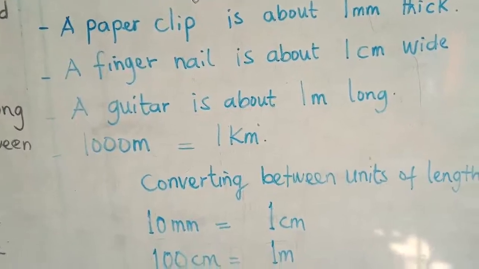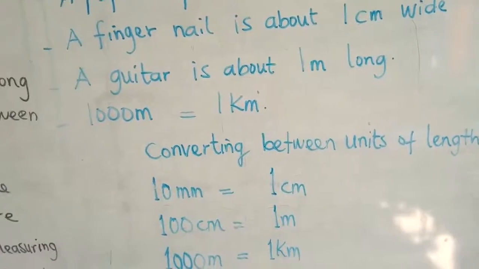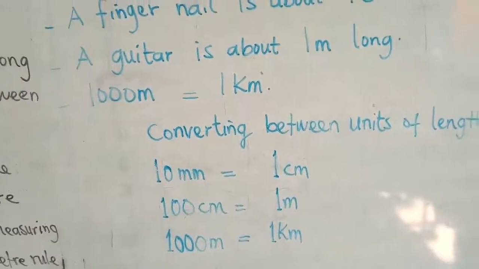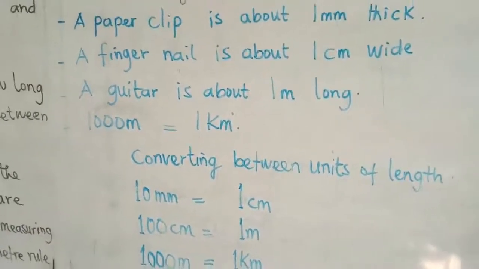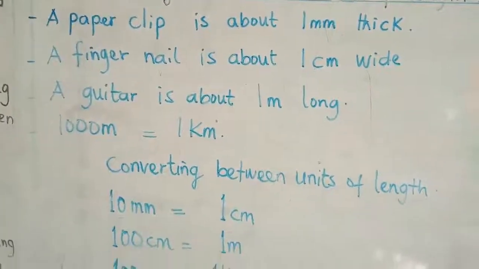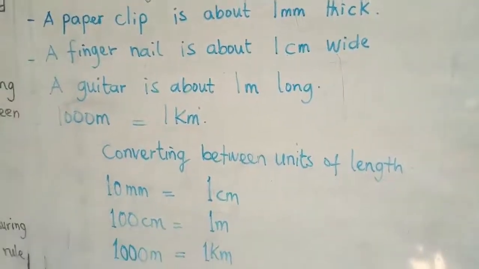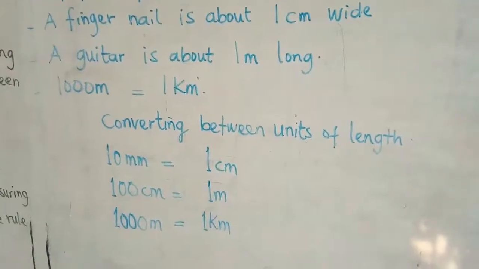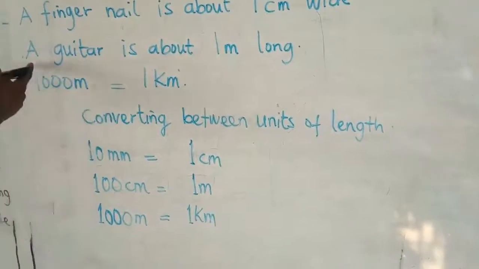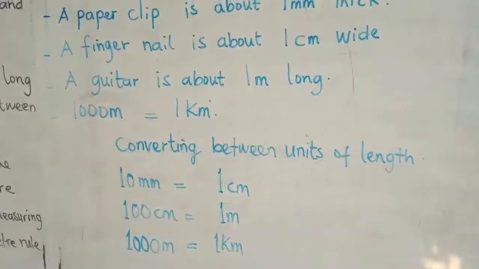Then let's talk about meter. How big is the meter? A guitar is about 1 meter long. The guitar you play in school, that's in the music lab or in the church, and so on, is about 1 meter long. That is how big the meter is. Then I'll talk about kilometer. When you put 1,000 meters together, it gives us 1 kilometer. That means for you to get a kilometer, you need to put about 1,000 guitars together in length to give you 1 kilometer.